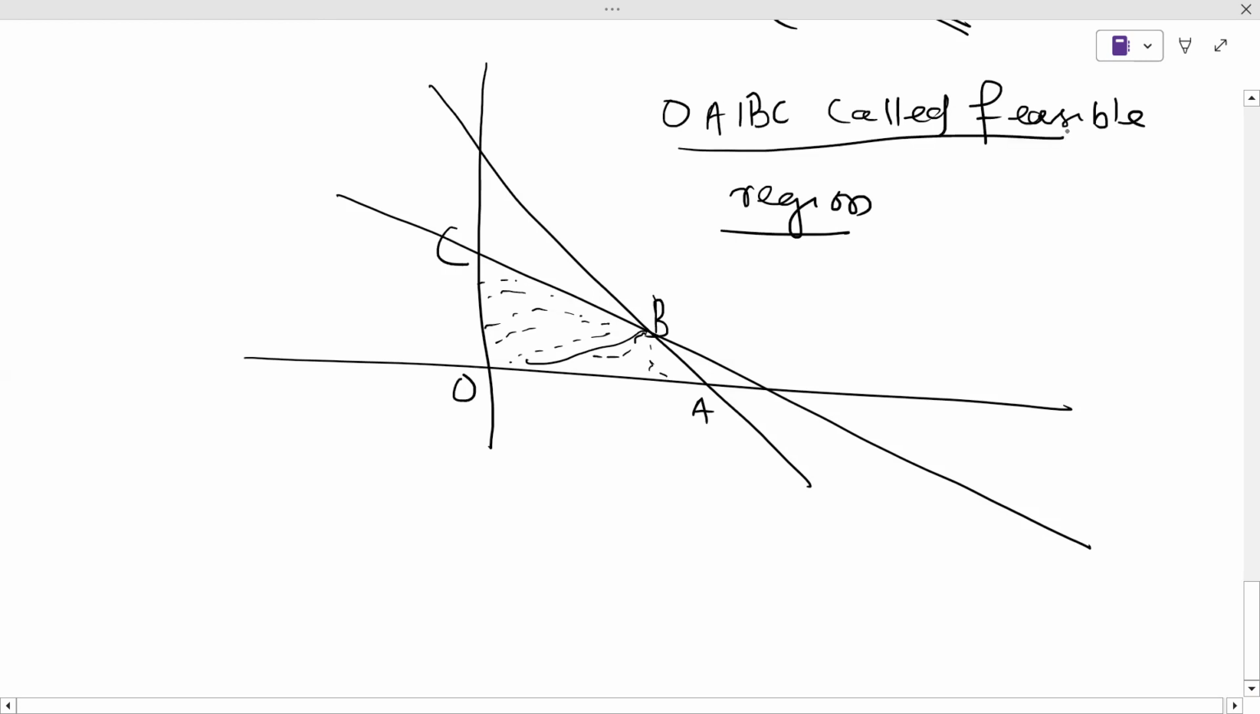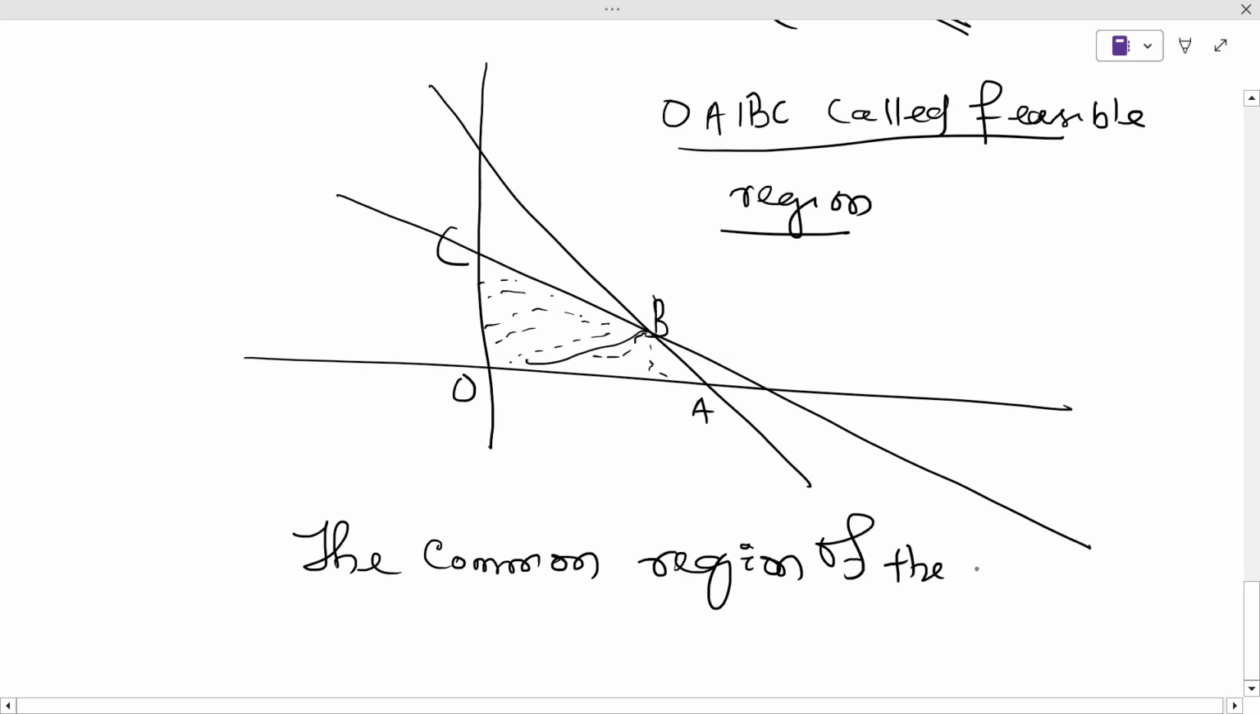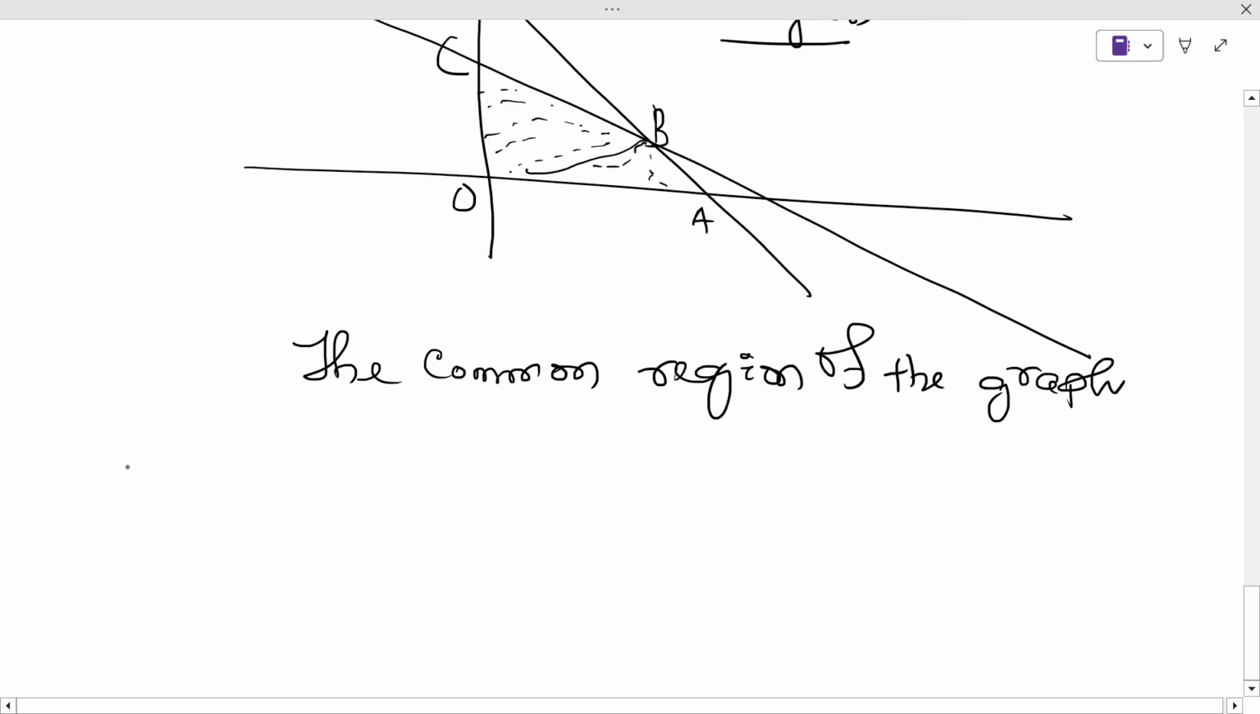So just remember here, the common region of the graph is called the feasible region.